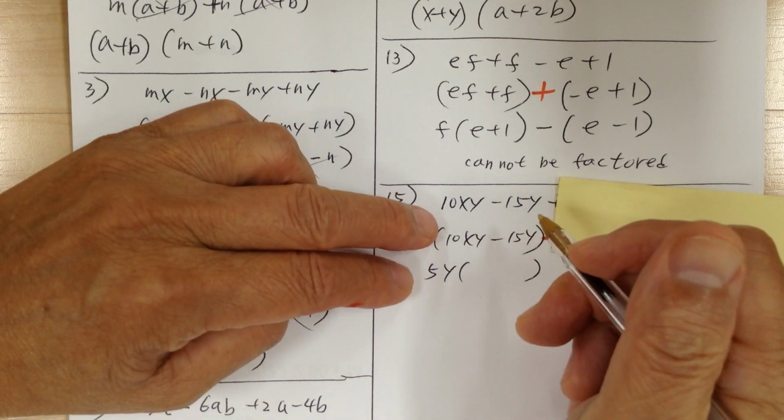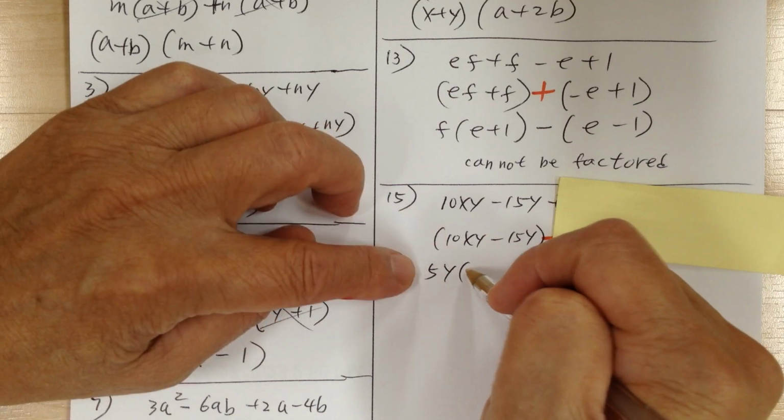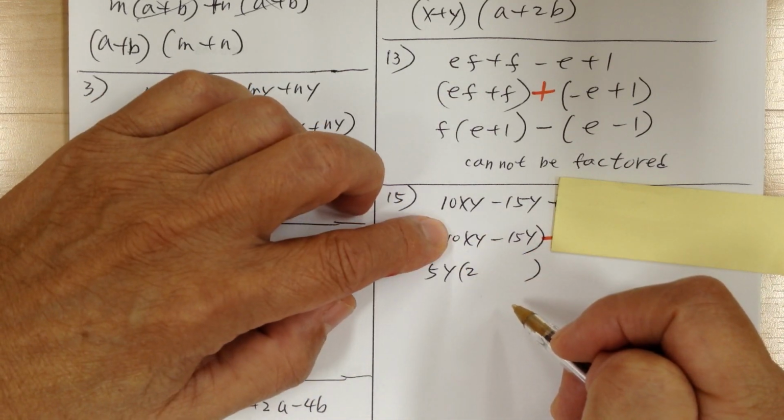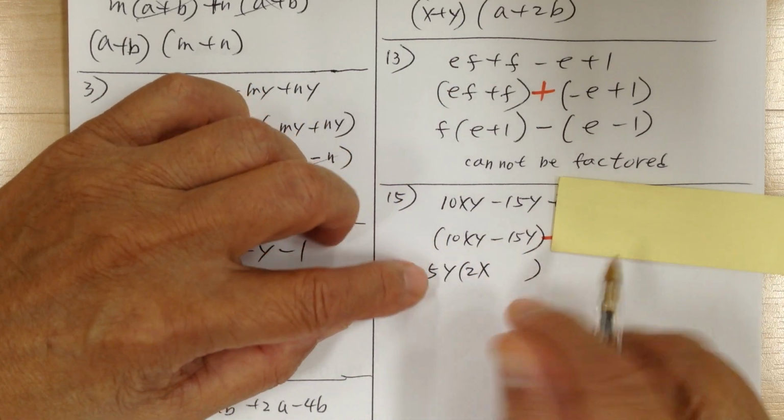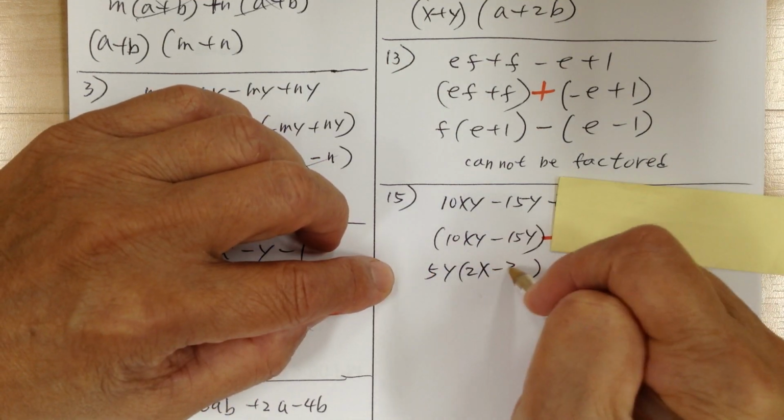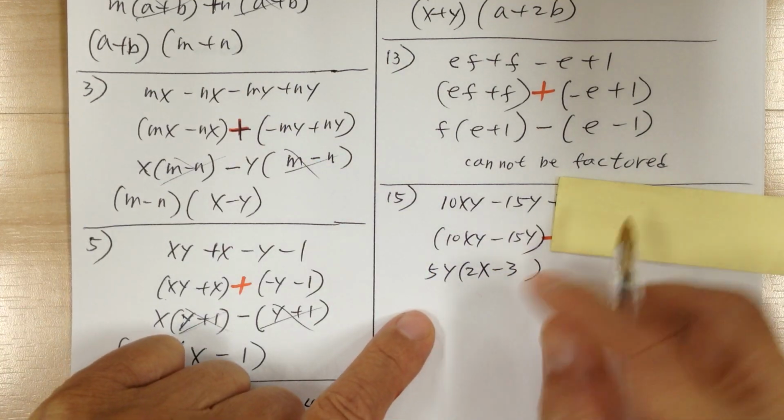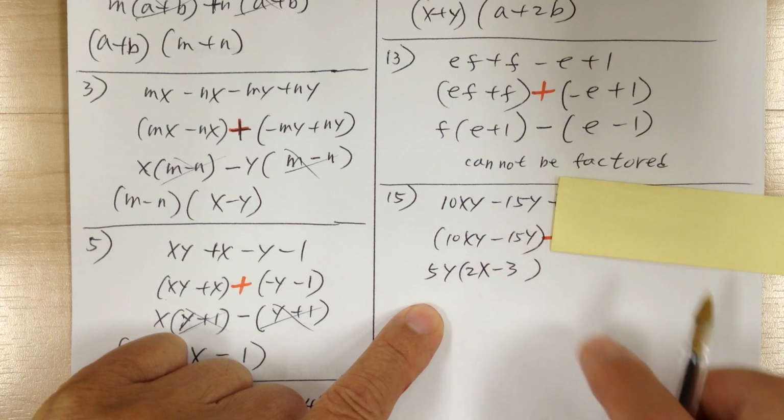So again, let's go and figure out what goes over here. So to get 10, I need to get 2, right? 5 times 2 give me 10. In the alphabet, I need to get x. So I get 2xy. Okay, and this one be minus 3, and that's it, right? So again, negative 3 times 5y give me negative 15y.